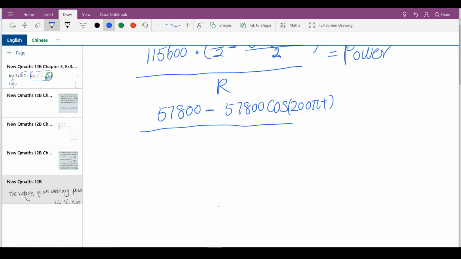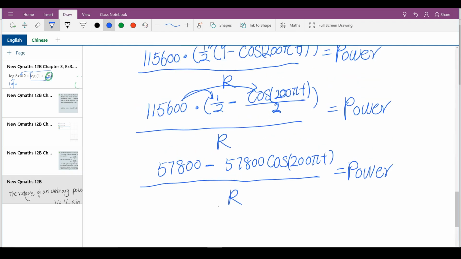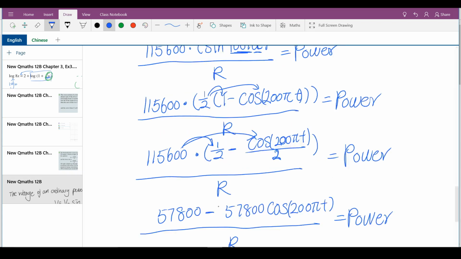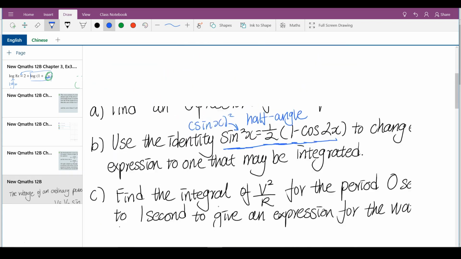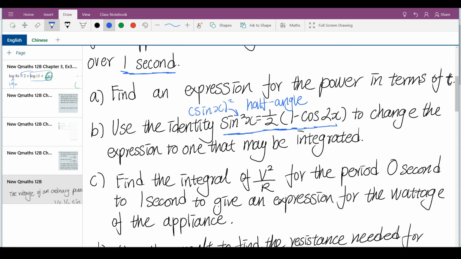It's all over r equal to power. Now this is something that we can integrate. Before, we had a sine square, sine bracket whatever inside the bracket squared, so we can't integrate that normally. But now we only have cos, and there's no square, so we can integrate this. So we use the identity to change it.